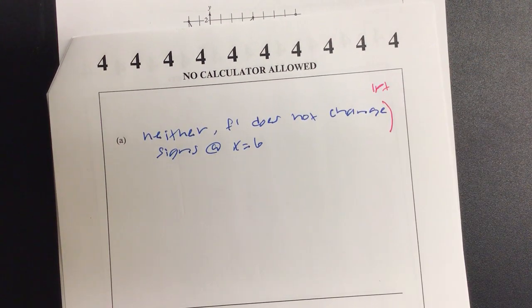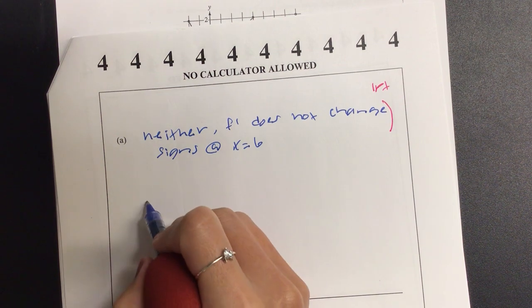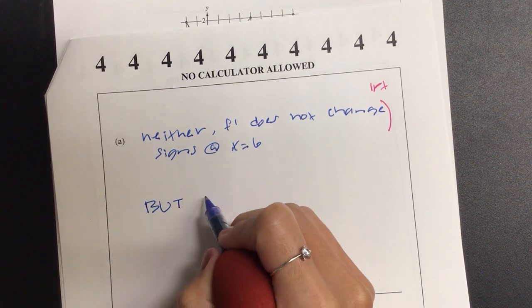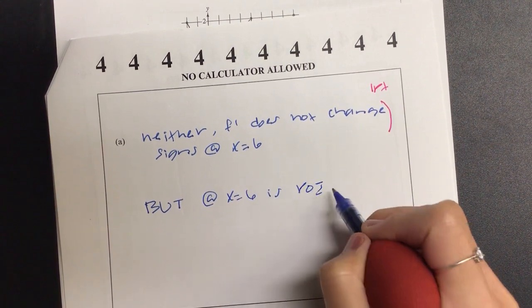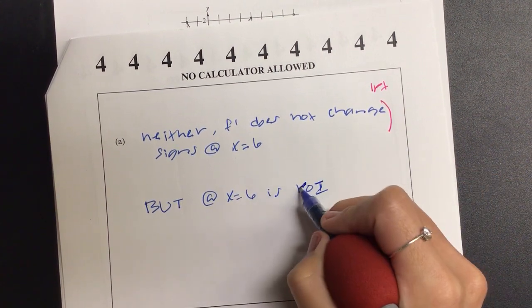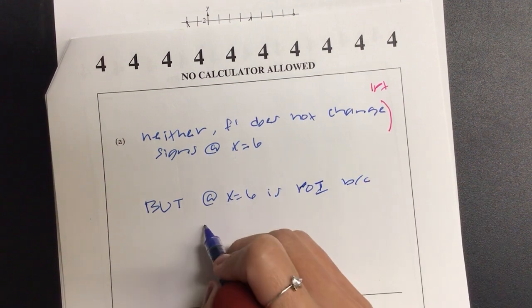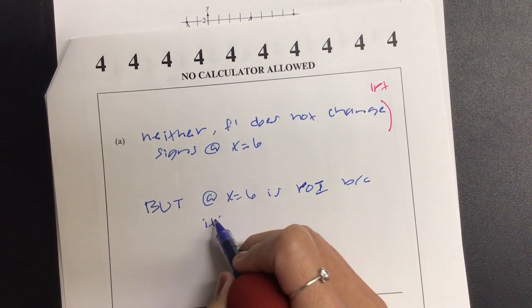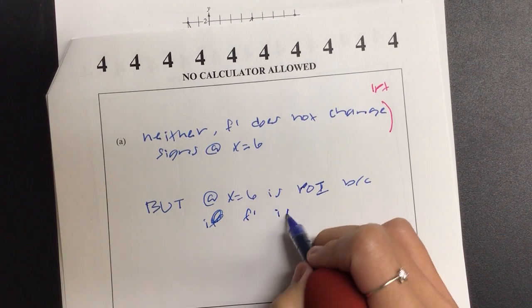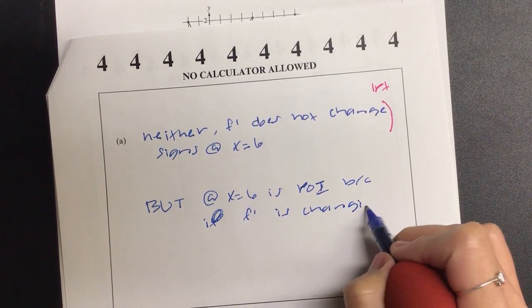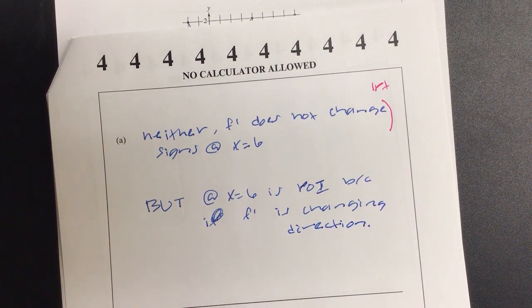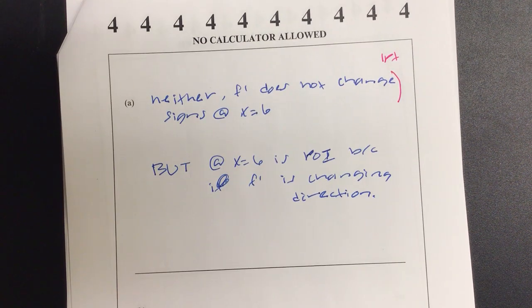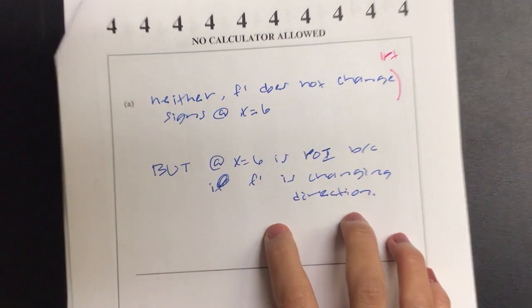Not that the next part matters, but you could also write on here that x equals 6 is a point of inflection, because f prime is changing directions. That would be a good point to make, but you don't have to. This is all you need, but I want you to learn more out of it.